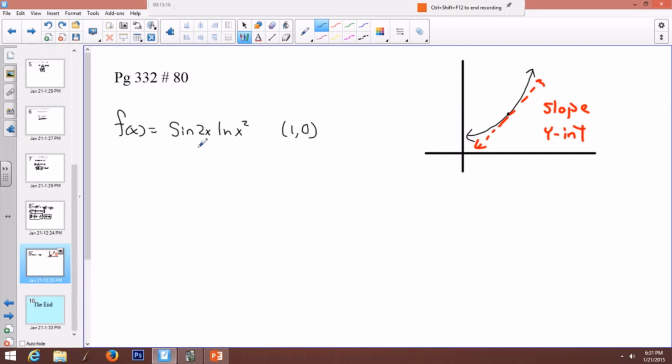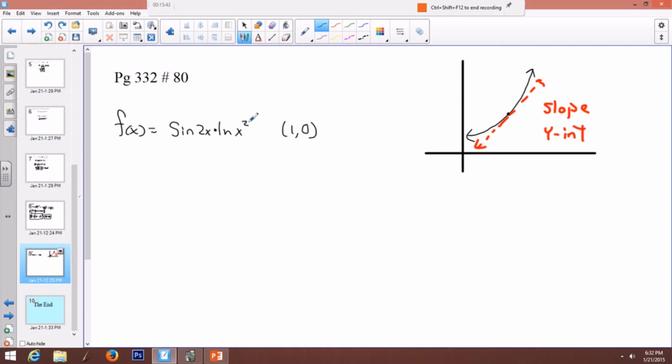Now, I see a product of two functions. There's a multiplication, the sine 2x, and this ln of x squared. And there's also a composition. The sine of 2x is the composition of the function sine x and 2x. And I have a composition here, ln of something, and that something is x squared. So there's a bunch of functions here.